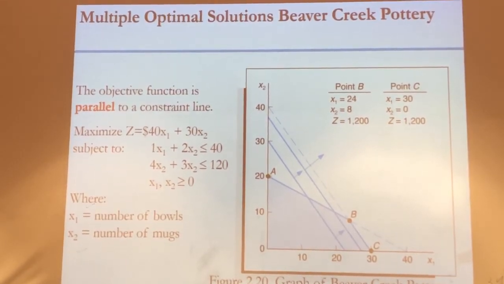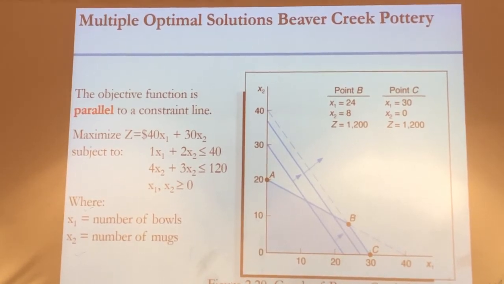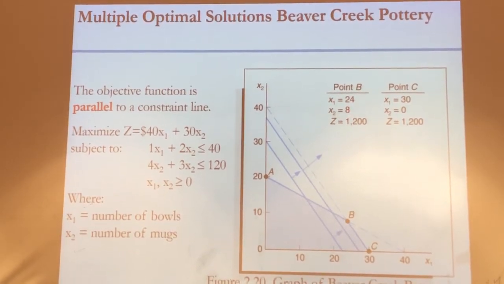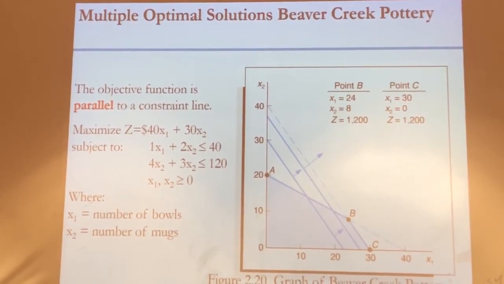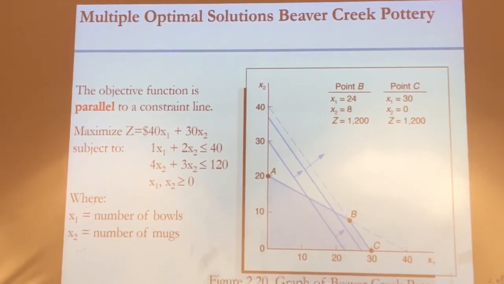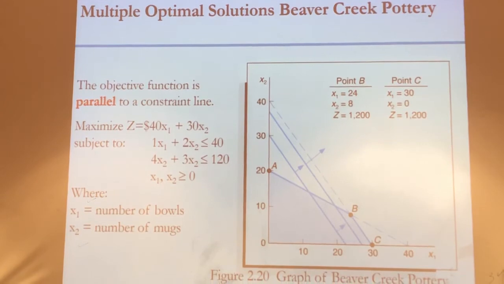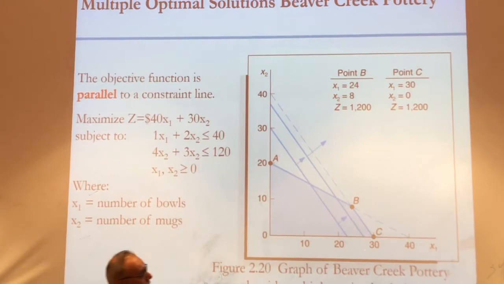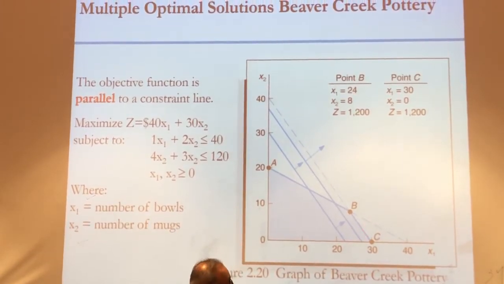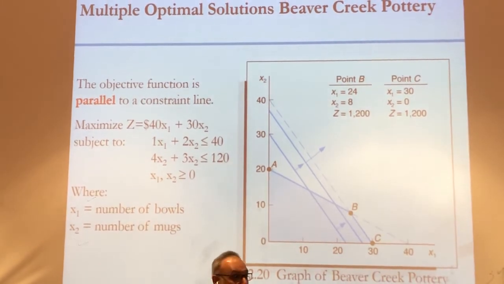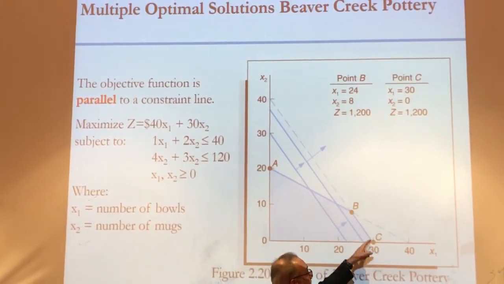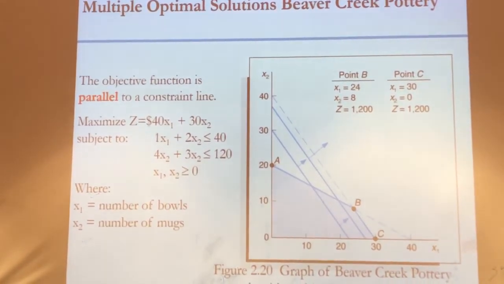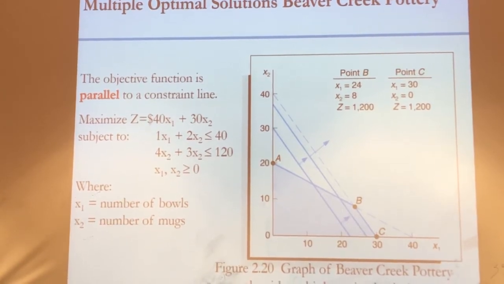This is advantages from the management point of view. They can make 24 bowls and 8 mugs, or they can make 30 bowls and 0 mugs, and they will still have the same profit. They have this advantage, and in fact they can make any combination from here to there. Because multiple optimals are there. This is actually an isoprofit line. Any point will give the same optimal. So from the management point of view, it's good. Okay, they have flexibility.